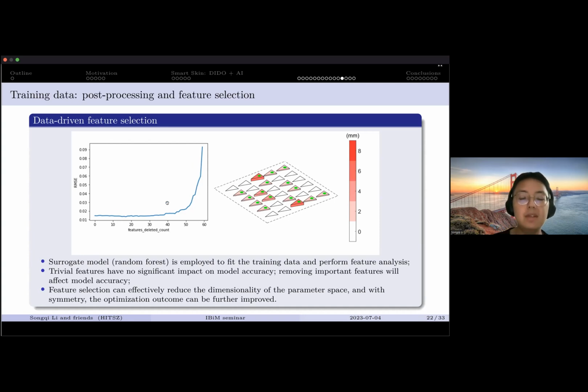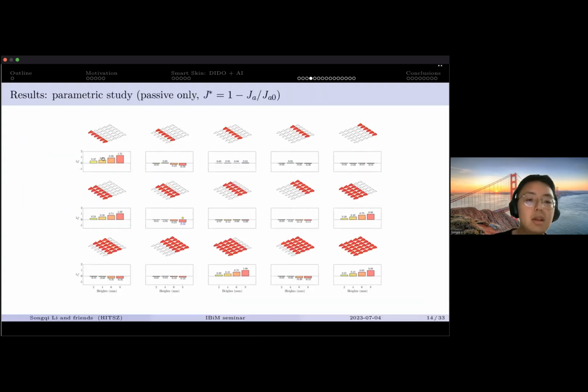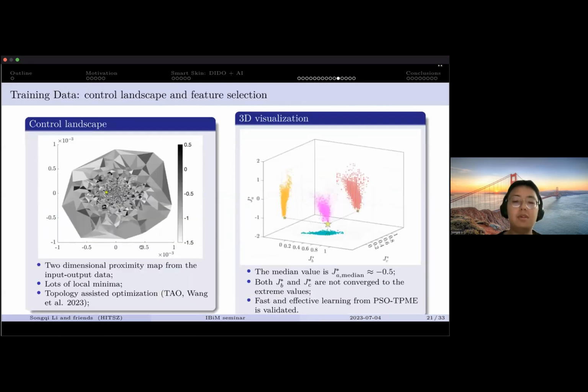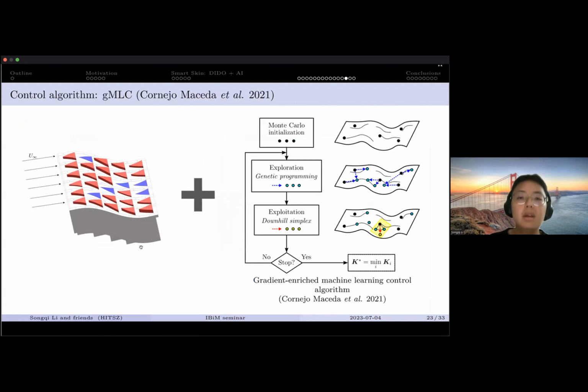So what we did is we preserved these important features and enforced symmetry. And this is what we got, a very interpretable pattern, because the blowing of the first row at the minimum height is consistent with the passive control result. For each case, if we only enable the first row and let it blow at the minimum height, we will always get a guaranteed flow control outcome. So we can see with this type of feature selection and rearrangement technique, we can really get a very interpretable and robust solution.